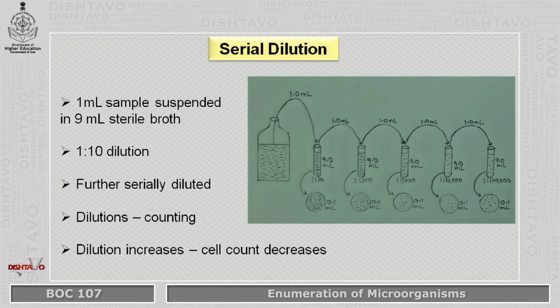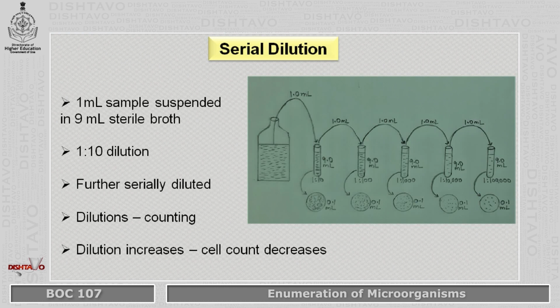Now in the serial dilution method, 1 ml of the sample is suspended in 9 ml of sterile broth to obtain a microbial suspension of 1:10 dilution. This sample is then further serially diluted by transferring 1 ml of the previous dilution to 9 ml of sterile broth in multiples of 10.